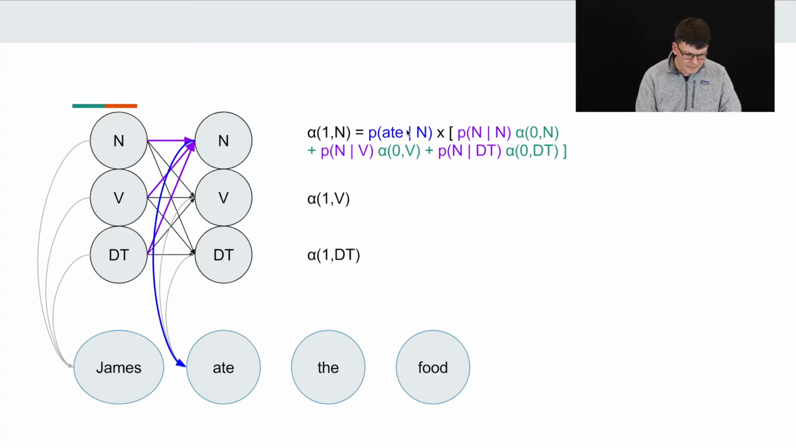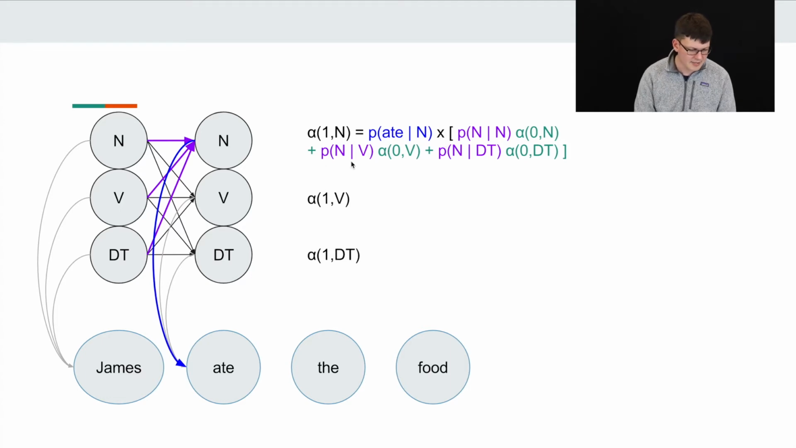All right, so here we are. So this one here, probability of noun given noun. So this says, transition in from noun to noun. So that's this edge right here. And then I'm going to multiply that by alpha 0n. So that's basically all the ways of getting to an n in position 0, multiplied by the transition from noun to position 1. Right, so that's one way of getting there. And then times this emission. Right, so now I'm going to emit this ate given noun. And now this P(ate | noun) is going to show up all throughout, so I just pulled it out front.